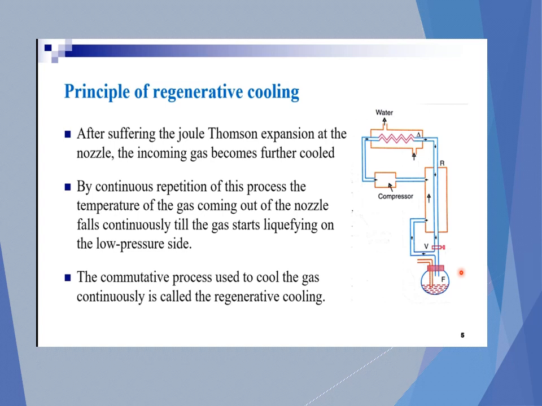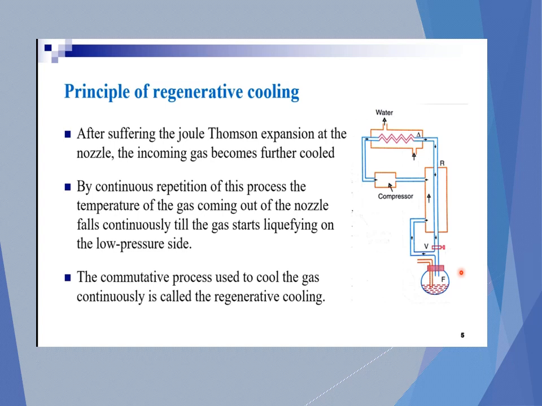This process consists in cooling the incoming gas by a portion of the gas which has already been cooled by Joule-Thomson expansion. The schematic arrangement of the regenerative principle is shown in the figure. The gas is compressed to a high pressure by the compressor. The heat of compression is removed by passing the gas through a water-cooled jacket, that is heat exchanger number 1. Then the gas undergoes Joule-Thomson expansion at needle valve T so that it cools by a small amount.